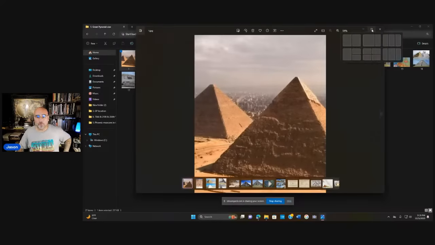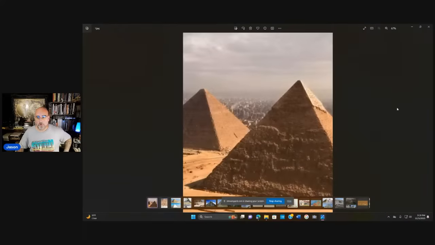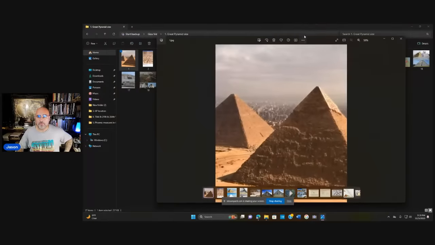Now that I'm sharing the screen, you guys already know what this is right here. I don't even have to tell you. In the distance, looking real small, are a whole bunch of buildings in Cairo. That's the city of Cairo. These two megaliths in front of it.